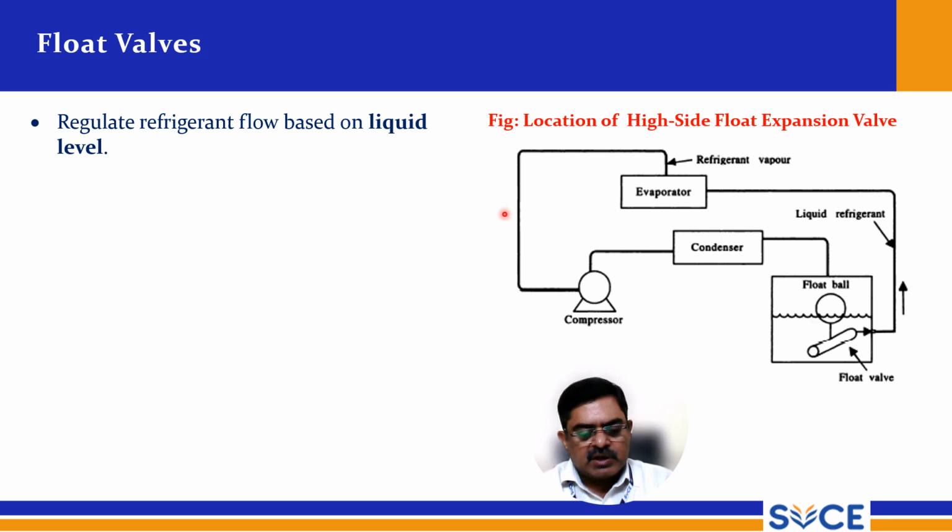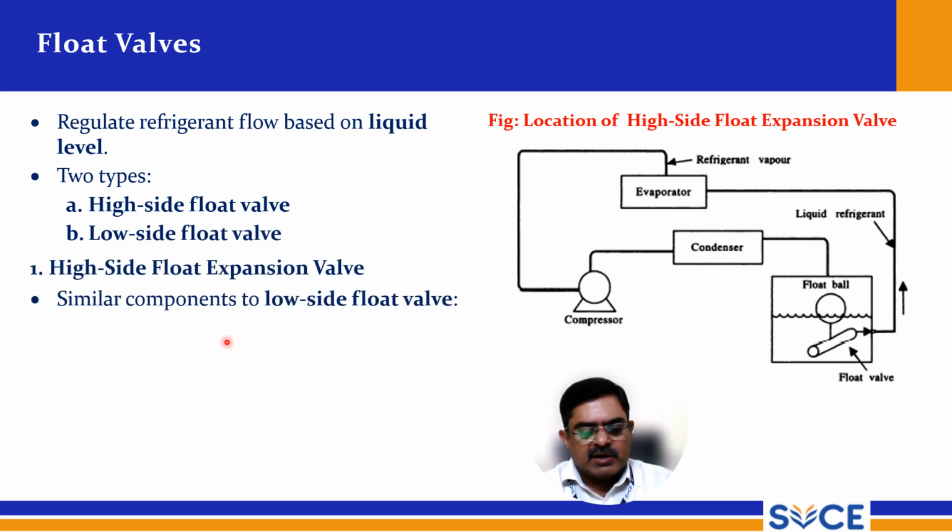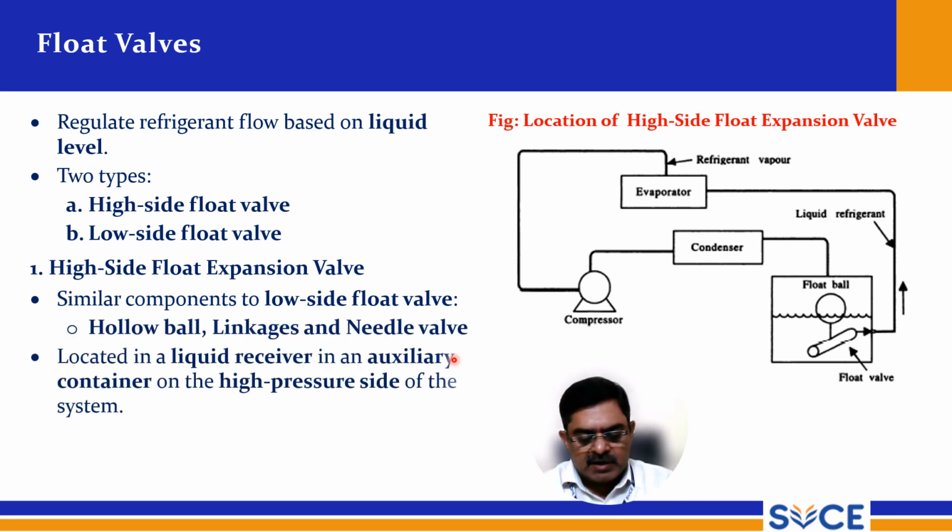This regulates refrigerant flow based on the liquid level, and there are two types: high side float valve and low side float valve. The high side float expansion valve has components similar to the low side float valve, and the hollow ball, linkages and needle valve are kept here, located in a liquid receiver in an auxiliary container on the high side pressure of the liquid of the system.